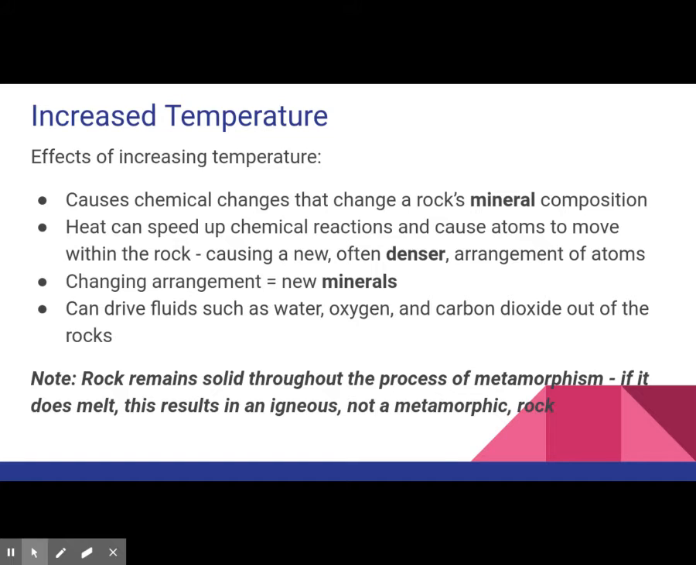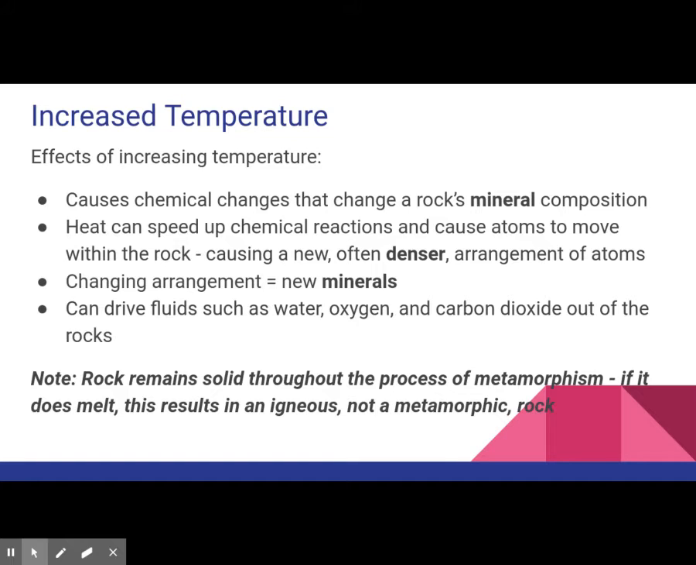It could cause a change in the mineral composition. We talked about that yesterday with igneous rocks. Different minerals are formed at different temperatures and different pressures. So as you change the temperature, it would change the mineral composition. The heat can also cause chemical reactions to speed up, which make the atoms move a little bit differently, which would cause a new rock. Sometimes, and most often, it would cause a new rock that is going to be denser because it's become more compacted. If you change the arrangement of the minerals or change the arrangement of how those atoms are aligned, it would create a new mineral.